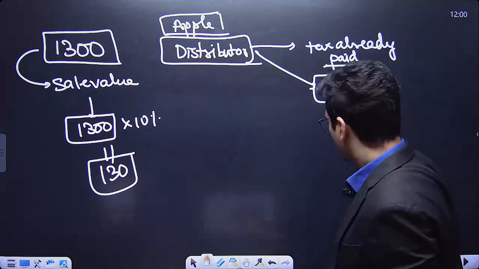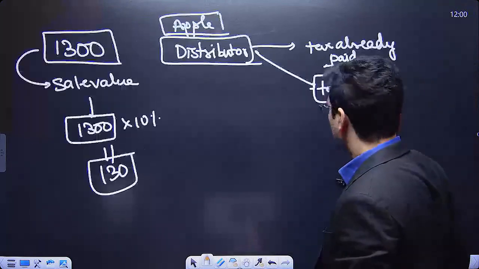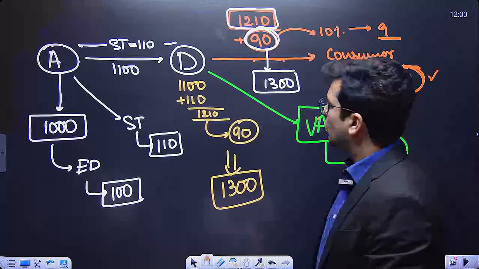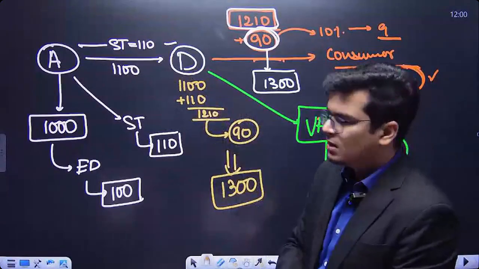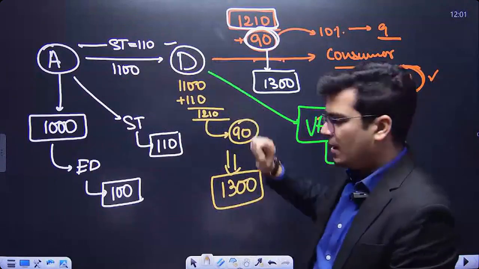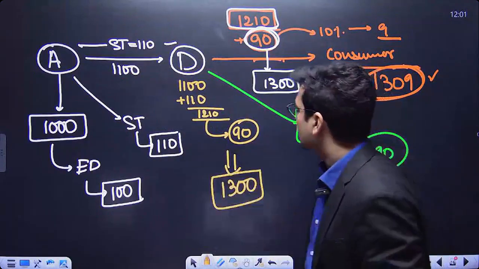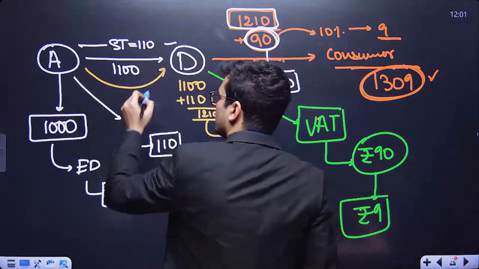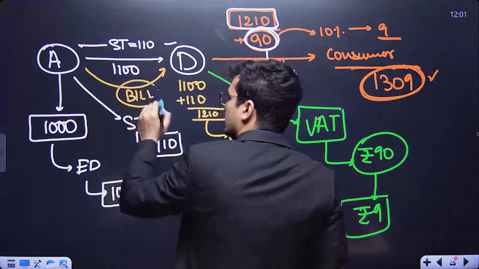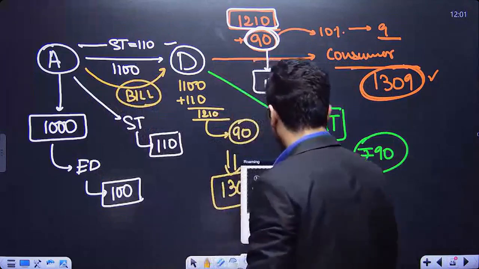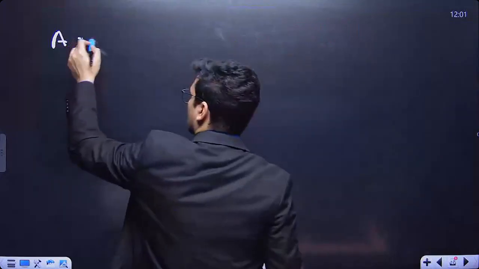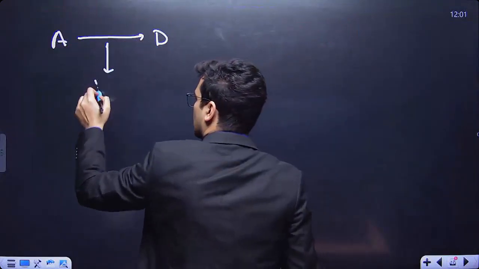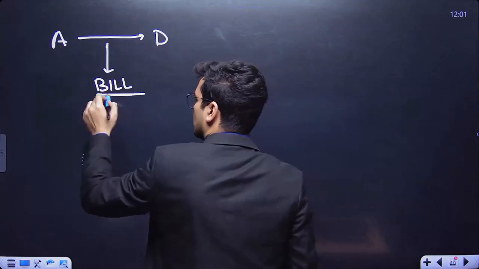Now let's try to solve the problem in this case. What is the tax the distributor has already paid? When he first gets a bill from Apple, he gets a bill from Apple. What is written on this first bill? Apple gives the distributor a bill. On this bill, what is written?